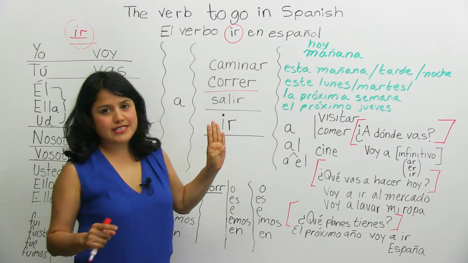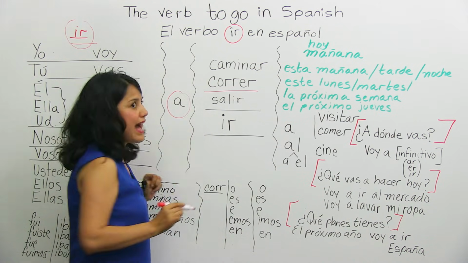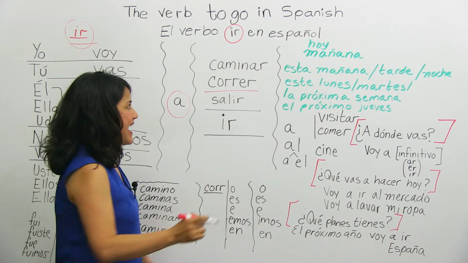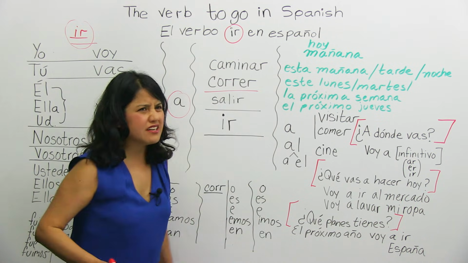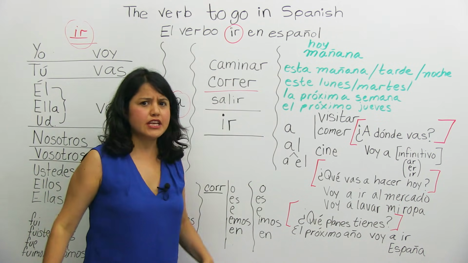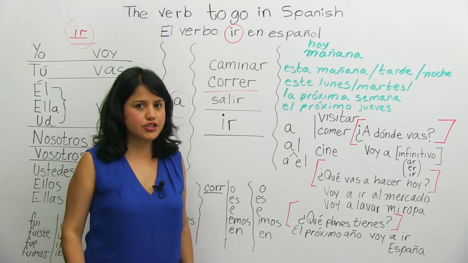So you can say, for example, voy, and you can add the preposition a, and then you can add the verb in infinitive. Infinitive, what is an infinitive? Un infinitivo, do you remember? Do you remember my last lesson? What did I teach you?